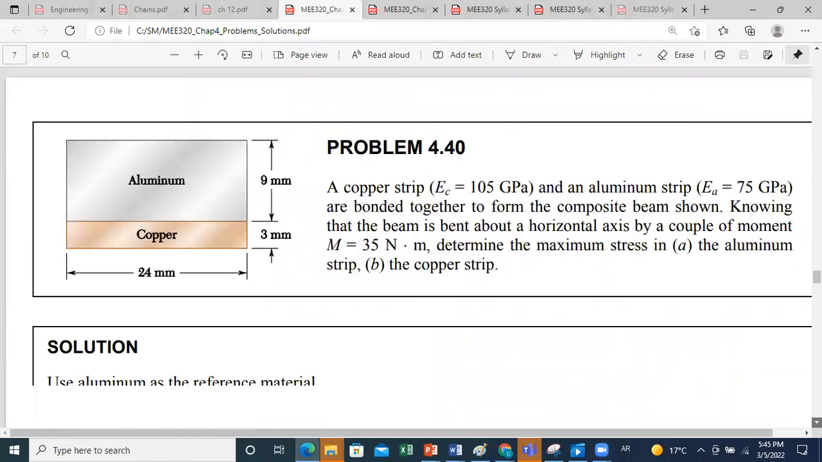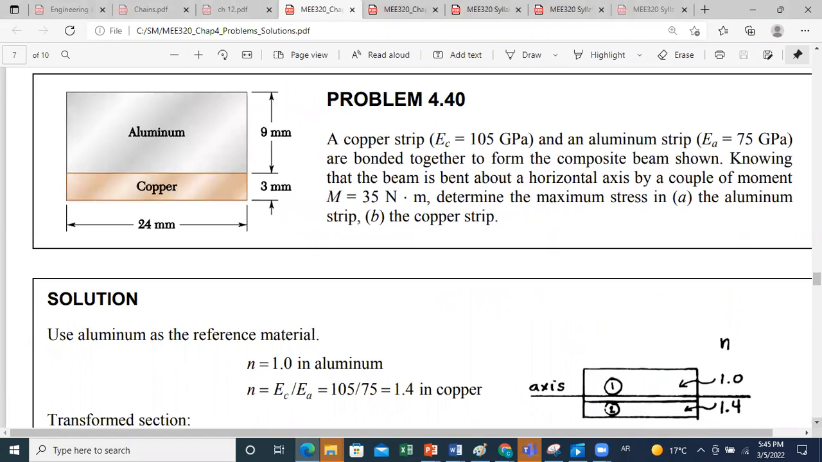Another problem. We have a copper strip characterized by a modulus of elasticity equal to 105 gigapascal, and an aluminum strip characterized by a modulus of elasticity of 75 gigapascal, which are bonded together to form the composite beam shown. Knowing that the beam is bent about a horizontal axis by a couple of moment M equals 35 Newton meter, determine the maximum stress in the aluminum strip and the copper strip.